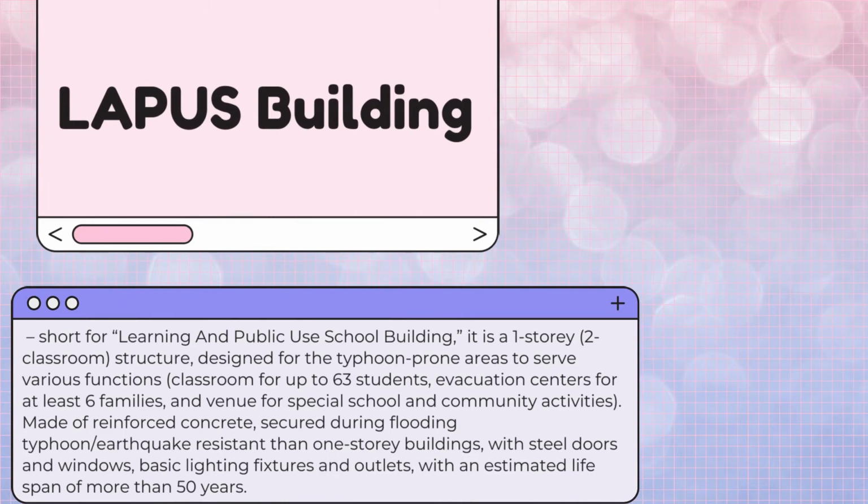LAPUS Building, short for Learning and Public Use School Building. It is a one-story, two-classroom structure designed for the typhoon-prone areas to serve various functions: classroom for up to 63 students, evacuation center for at least 6 families, and venue for special school and community activities. Made of reinforced concrete, secured during flooding, typhoon, earthquake resistant, and one-story building with steel doors and windows, basic lighting fixture outlets, with an estimated lifespan of more than 50 years.